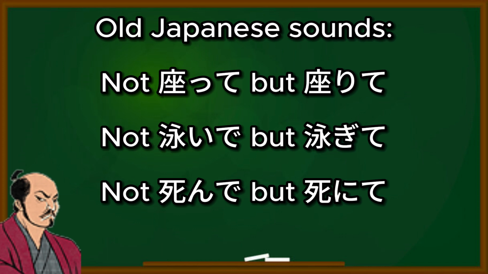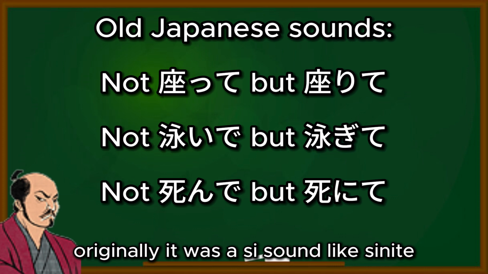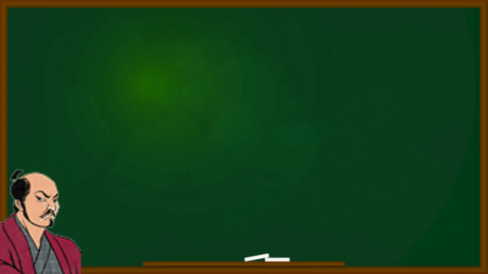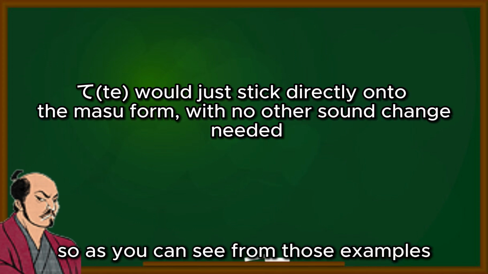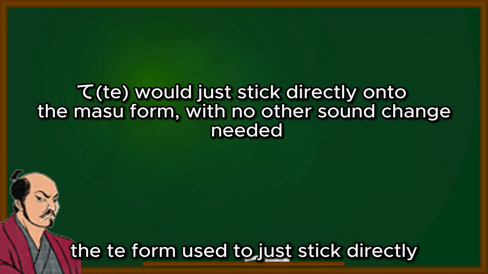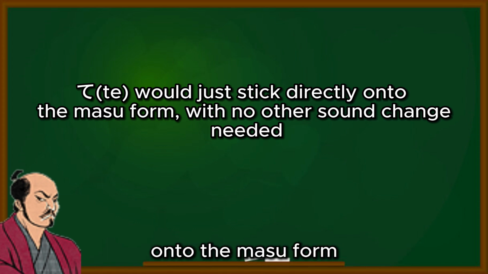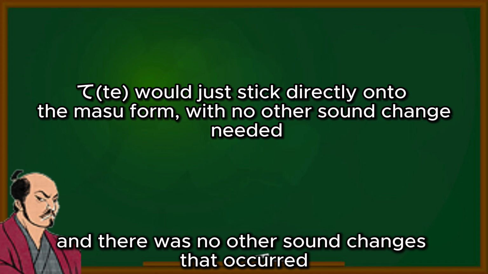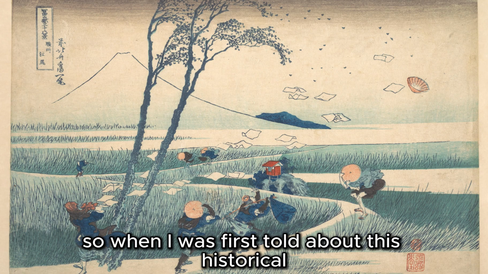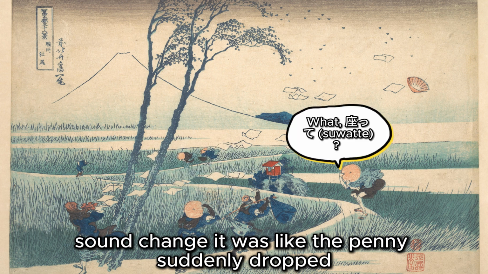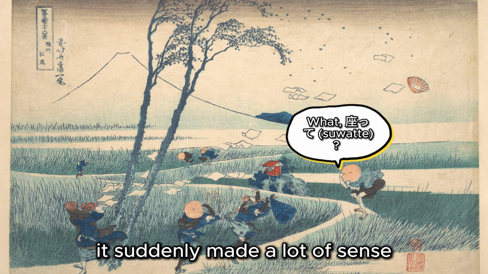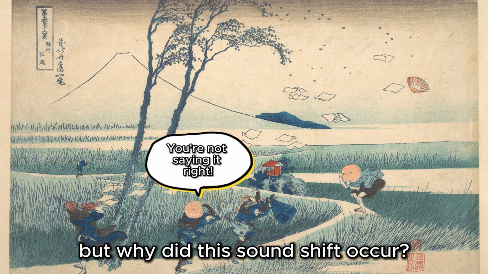Shinu has one extra step. Originally it was an s sound, like sinite. So originally it was sinite, but nowadays it's shinde. As you can see from those examples, the te form used to just stick directly onto the masu stem, and there were no other sound changes that occurred. When I was first told about this historical sound change, it was like the penny suddenly dropped. It suddenly made a lot of sense. But why did this sound shift occur?